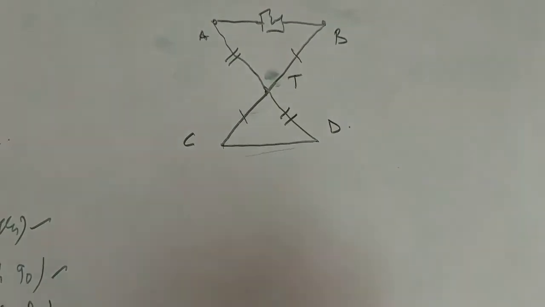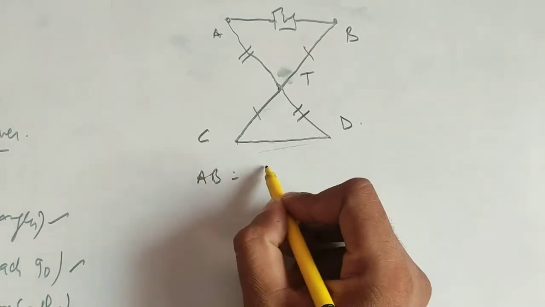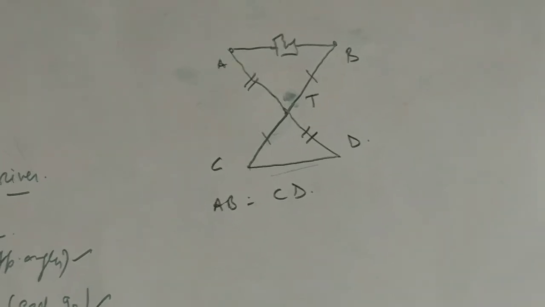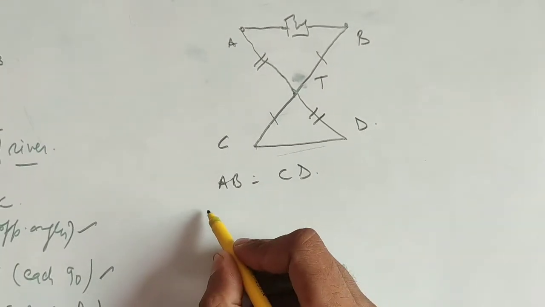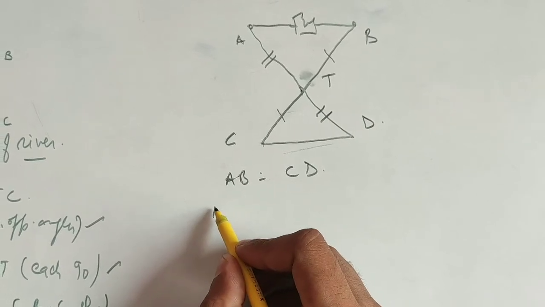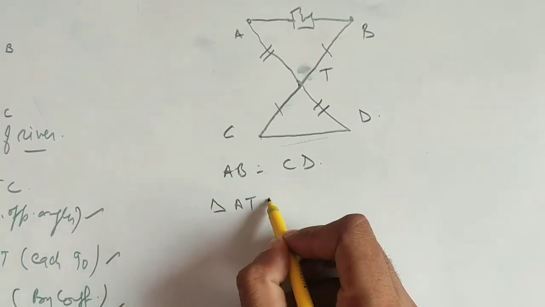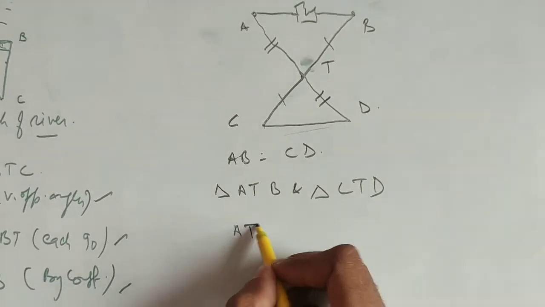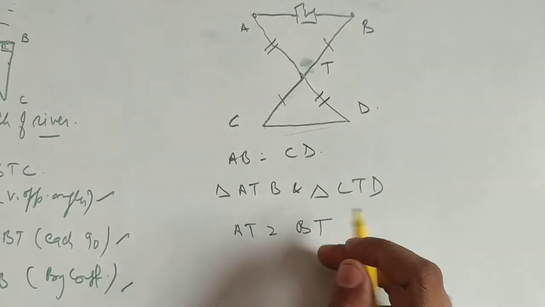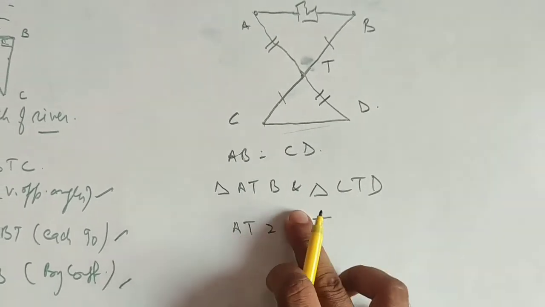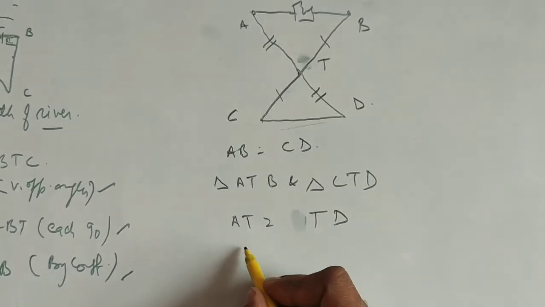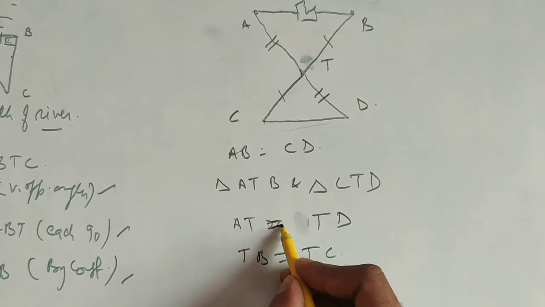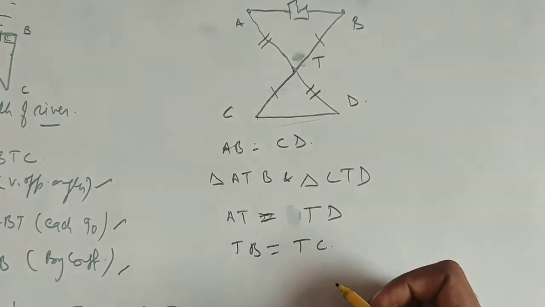Okay, now we can clearly see that AB will be equal to CD. So the length of CD will be equal to AB. But how? Using congruency. Now listen, take triangle ATB and triangle CTD. We know that AT is equal to TD, sorry, AT is equal to TD and TB is equal to TC.